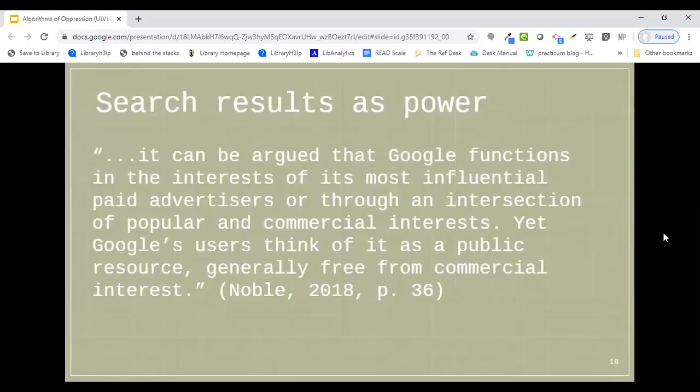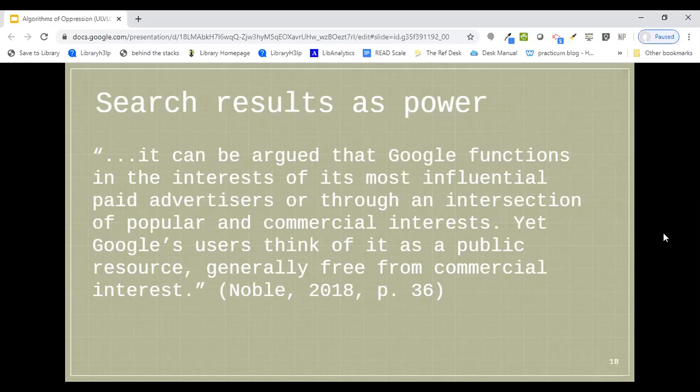It can be argued that Google functions in the interest of its most influential paid advertisers or through an intersection of popular and commercial interests. Yet Google's users think of it as a public resource, generally free from commercial interest. Now again, we are not typical Google users here. We are people who think a lot about information, who work in an information world. And so it's hard sometimes for me to imagine this.